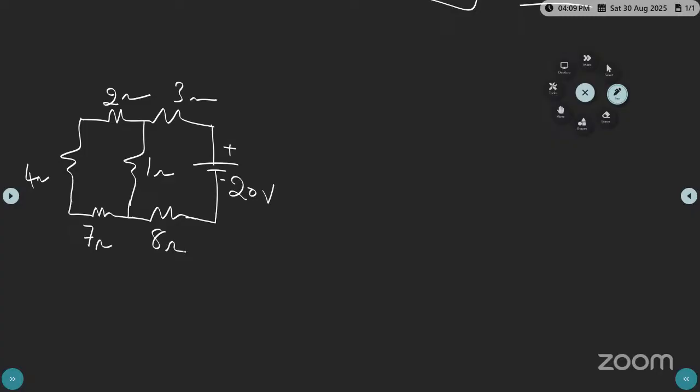For this circuit, calculate current delivered by the 20 voltage source. Calculate current delivered from 20 voltage source. Everyone has to note this down. If you know, you calculate. Otherwise, I will explain. No need to worry.